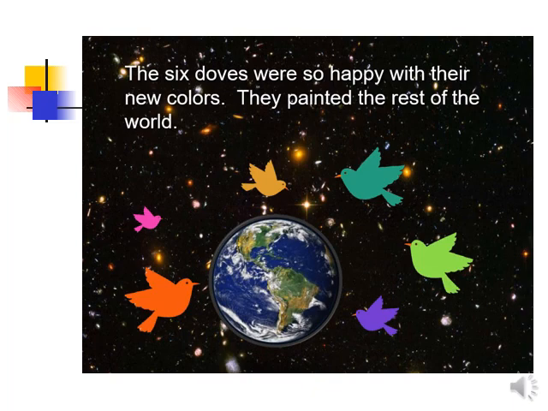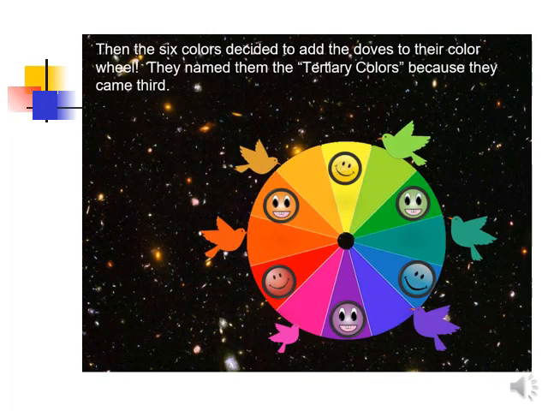The six doves were so happy with their new colors. They painted the rest of the board. Then the six colors decided to add the doves to their color wheel. They named them the tertiary colors because they came third. So when we mix primary and secondary together, we have the tertiary color. So primary plus secondary equals tertiary color.